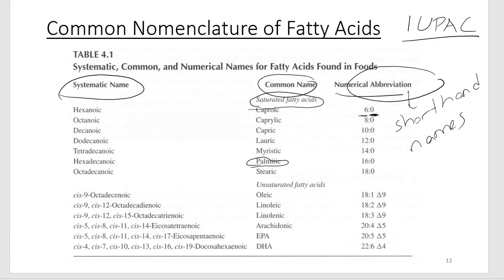And most natural fatty acids have an even number of carbons due to the biological process of fatty acid elongation, where 2 carbons are added at a time. So that's why it goes like 6, 8, 10, 12.